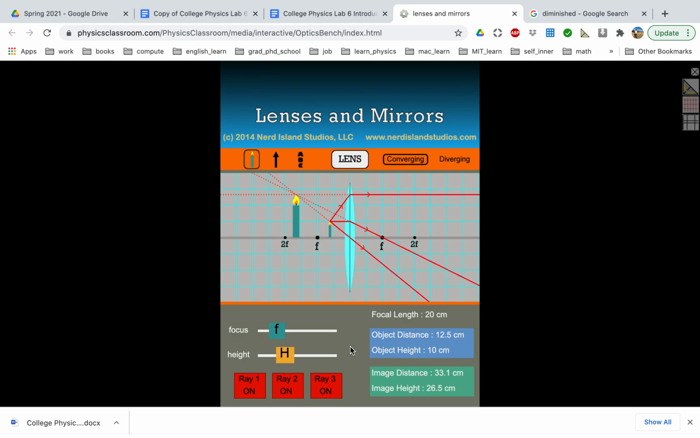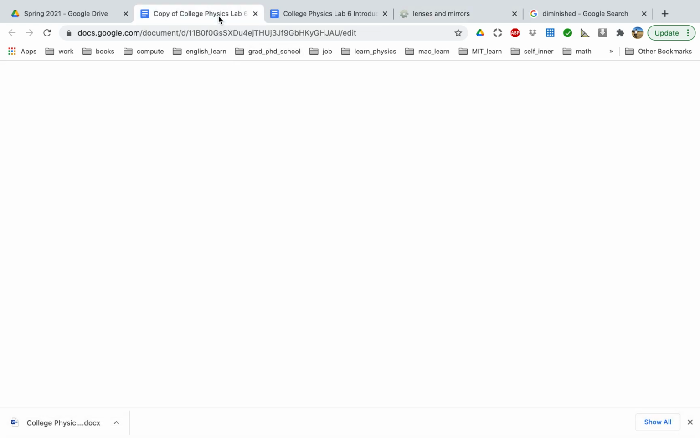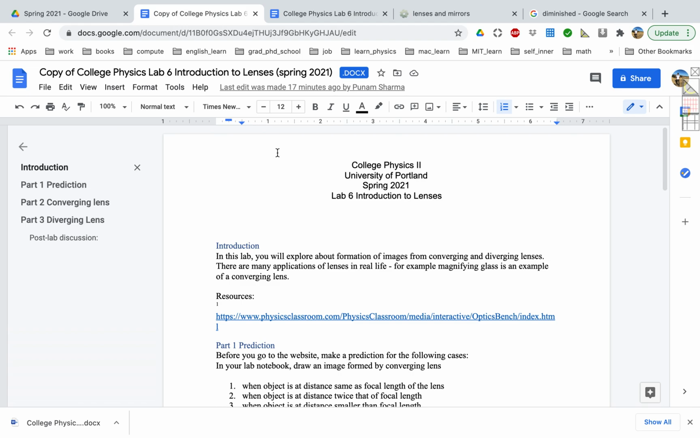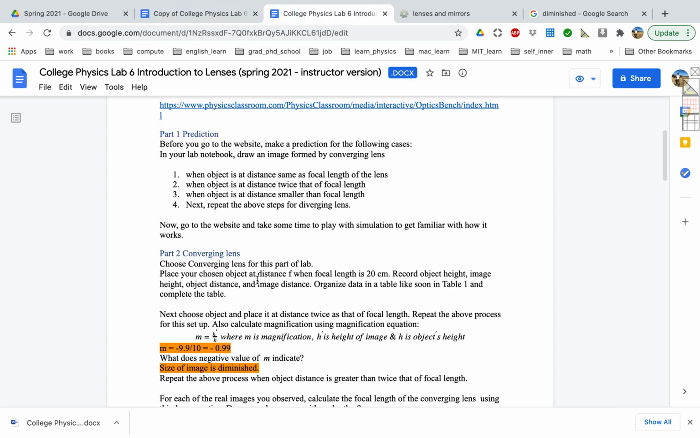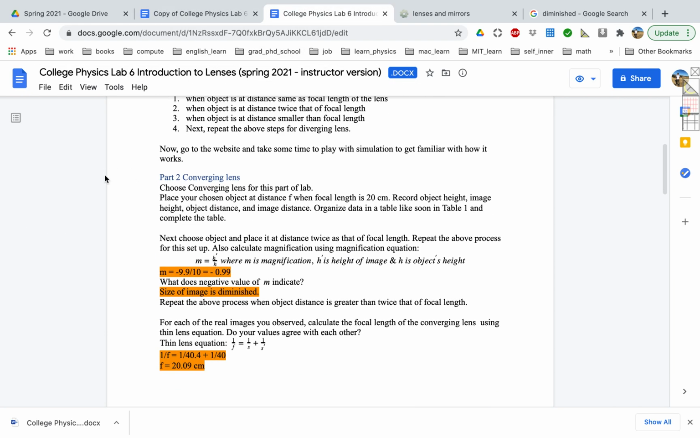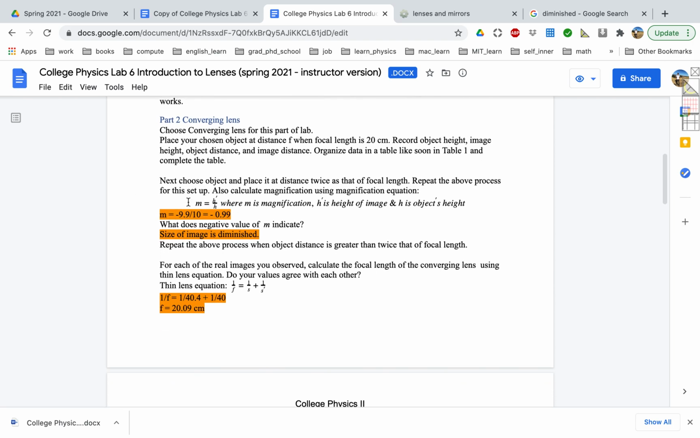So students have data here. The data for object distance, object height, and image height is given here. Focal length is 20 centimeters. And if we go back, is that the document I'm viewing? Okay, so here they are also asked to calculate the magnification, where magnification is given by h' over h, where h' is the height of the image and h is the object height.